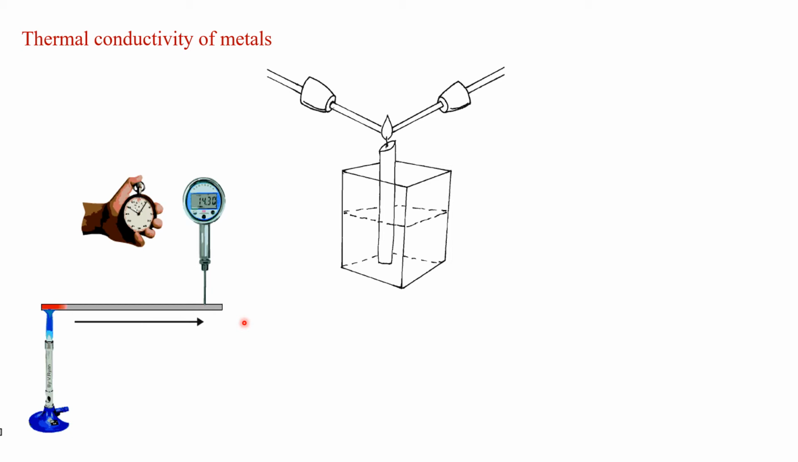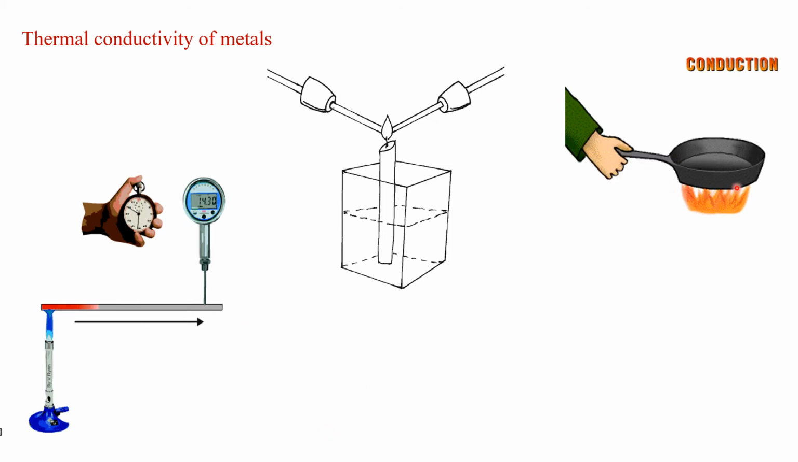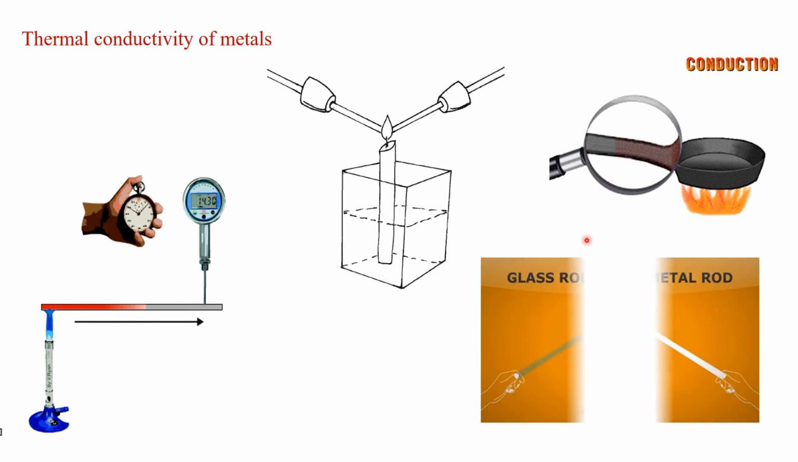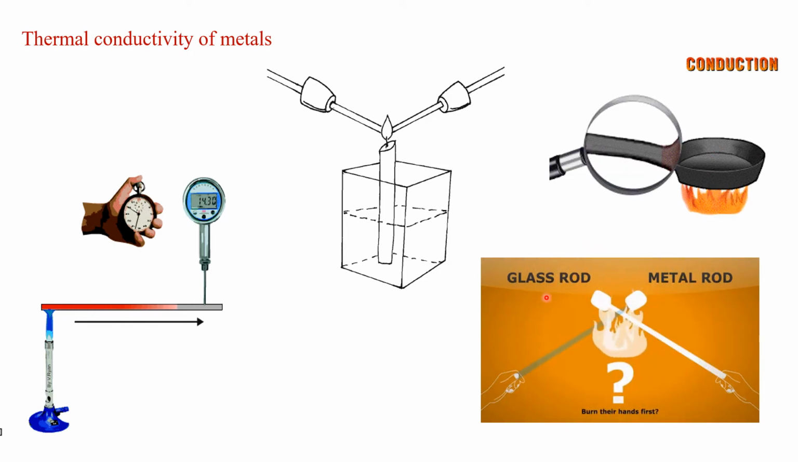Okay, and we can see this picture here, a cooking utensil. We can see the cooking utensil which is made of metal. Here from the fire heat is transferred into the metal utensil, and since the handle of the utensil is covered by an insulator or non-conductor material, that's why the hand can't feel the warmth.